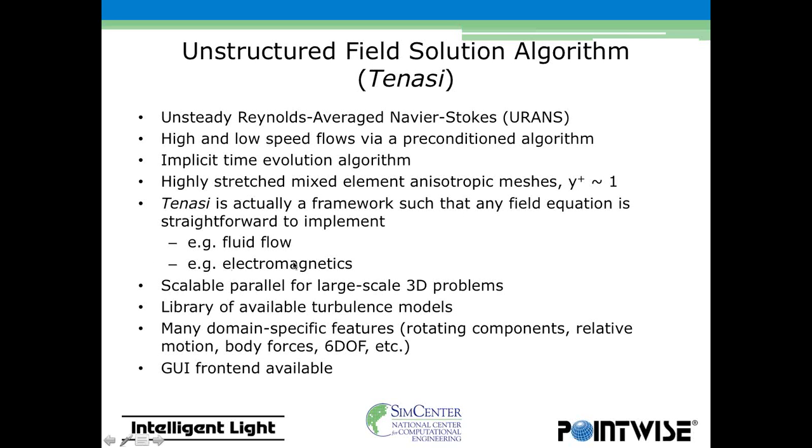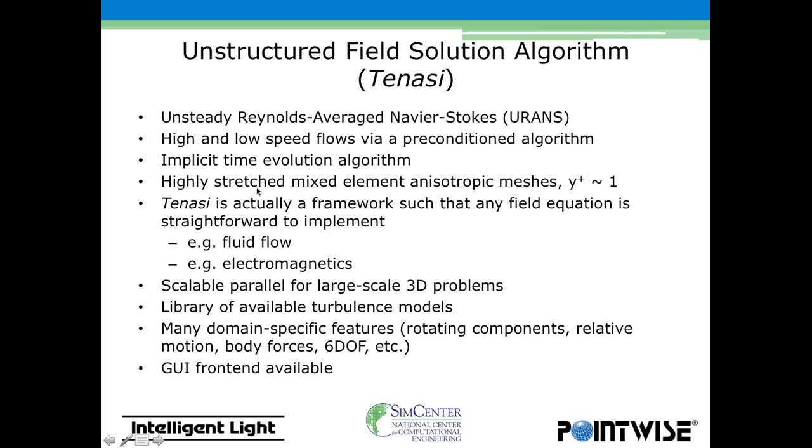When we go to run the flow solver, we have a code called TENASI, and it's one of your typical Reynolds-averaged Navier-Stokes codes. It does unsteady flows. It can do high speed and low speed flows. We have a preconditioner algorithm that allows us to do fully incompressible to high supersonic flows. It has implicit time evolution, point implicit with subiterations.